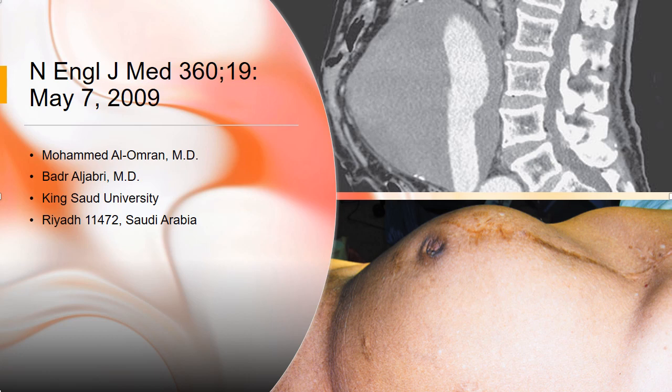This picture is taken from a patient done in Saudi Arabia in 2009 with huge abdominal aortic aneurysms, and it was published as a case report in one of the most famous medical journals, the New England Journal of Medicine.